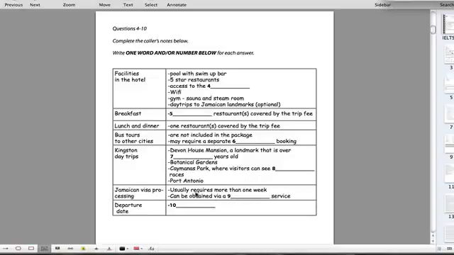Jamaican visa processing usually requires more than a week, can be obtained via a. So what can be obtained? The visa can be obtained via a... Listen and answer questions 4 to 10. Okay, and date, that's easy enough.